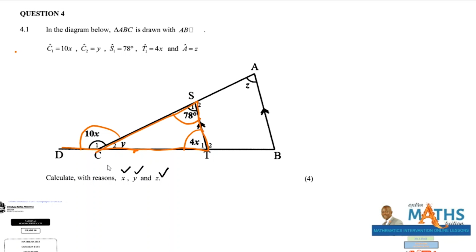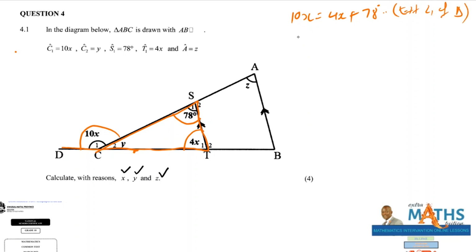Yes, guys, we have an exterior angle of a triangle. What does the exterior angle of a triangle say? The exterior angle, which is 10x, will be equal to the sum of the two opposite interior angles, which is 4x plus 78. What is our reason? It's an exterior angle of a triangle.